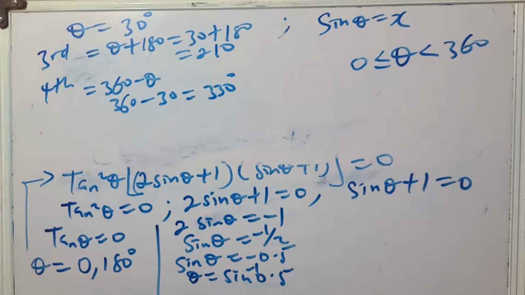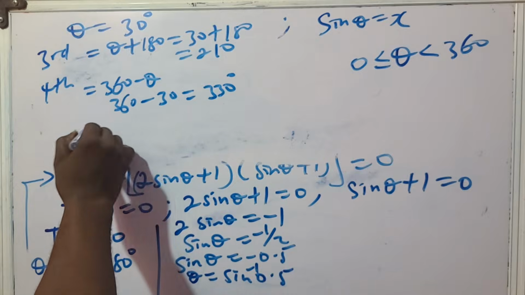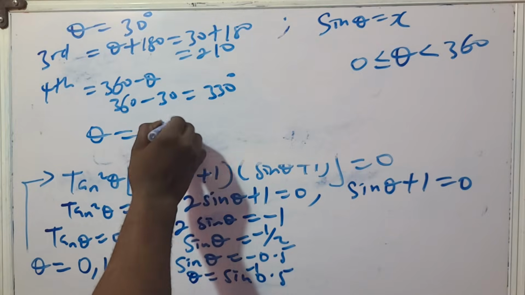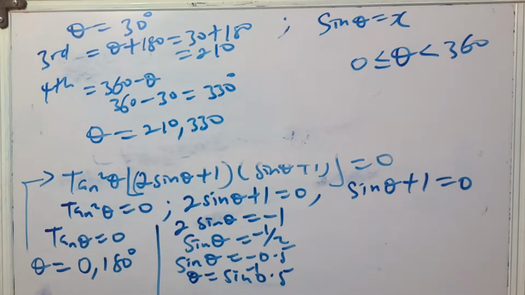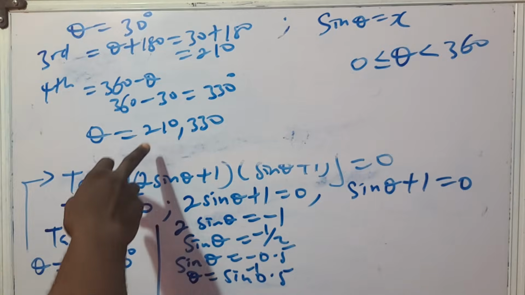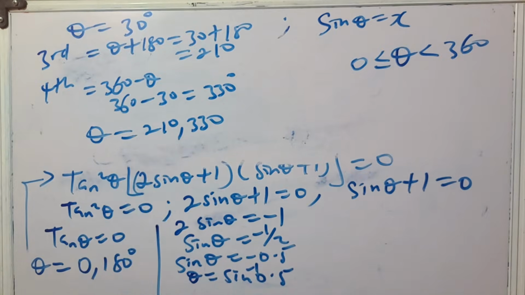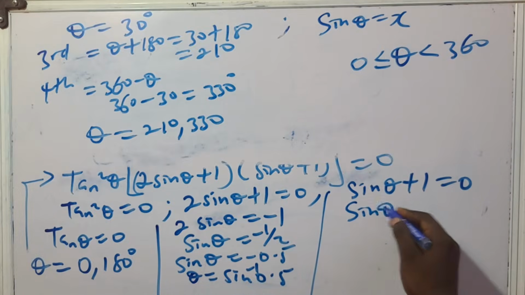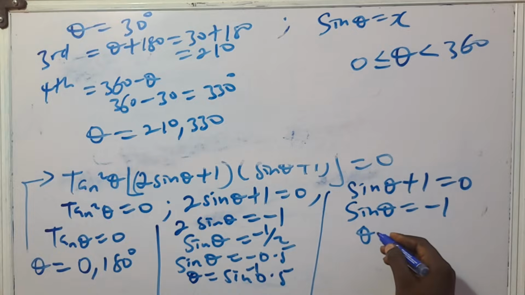So that's that about that. Now, the two answers we have here for our theta are obviously 210 and 330. So we have gotten theta being equal to 0, 180, 210, and 330. So let's go for this last one and see what we're going to find. For this last one, we have sine theta being equal to minus 1. What is arc sine minus 1?